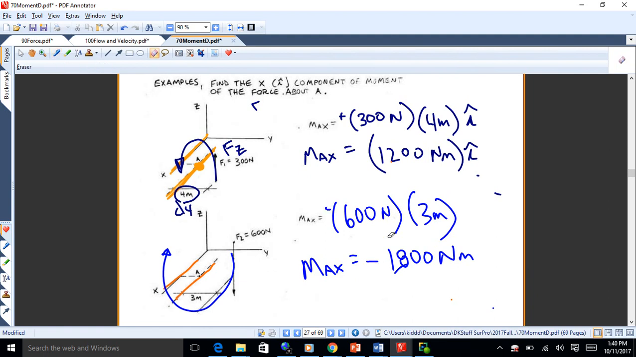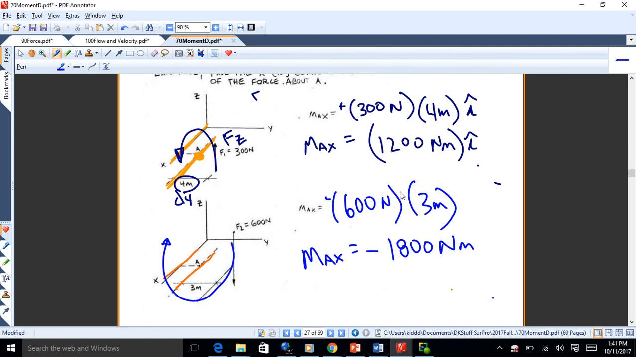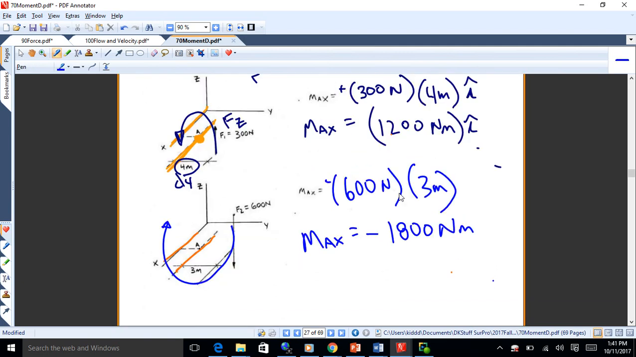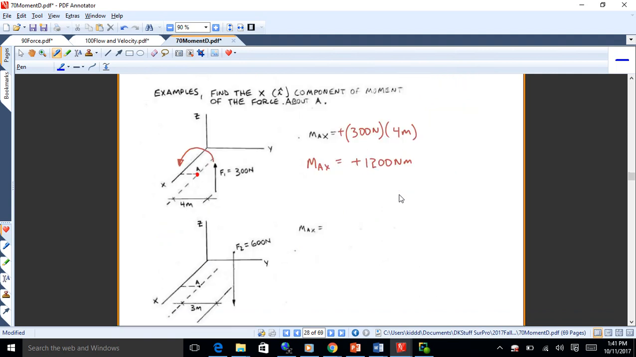Okay, so that's how you get the sign on the moment. If you use your right hand, with your fingers turning in the direction of the moment, your right thumb pointing in the positive axis direction is positive, and the negative axis direction is negative. Okay, so that's how that works.